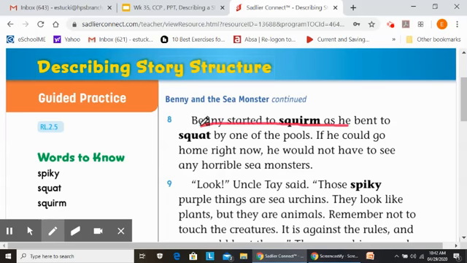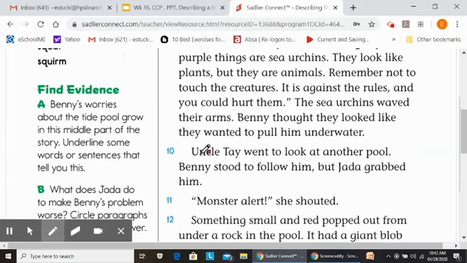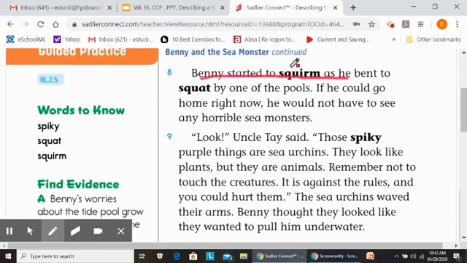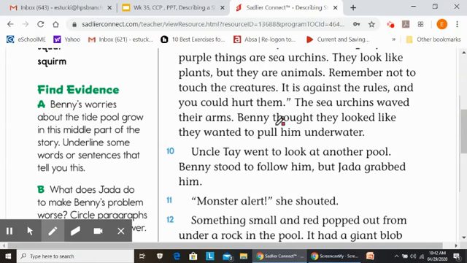Okay, so Benny started to squirm. That is one of the sentences that tell us he squirmed when he got to the pools, right? The other one we can find is what Benny thinks. So here, his body does something. This is what he does. Here, Benny thinks. The author tells us what he thinks. Benny thought they looked like they wanted to pull him underwater. They are tiny creatures, but this is in his mind because he's scared.